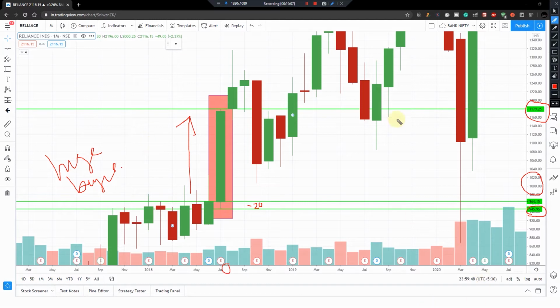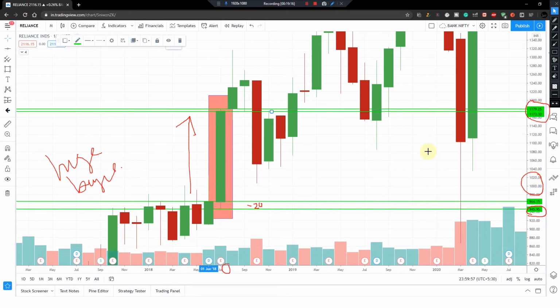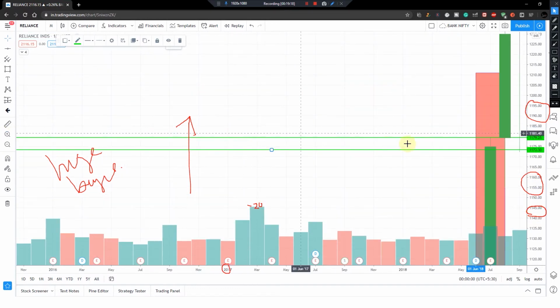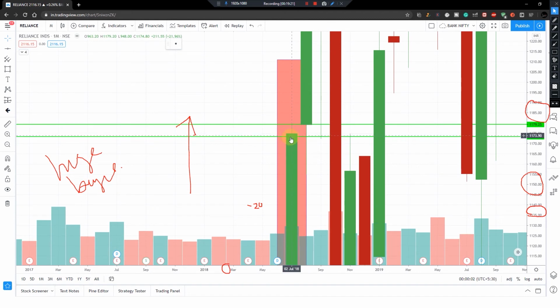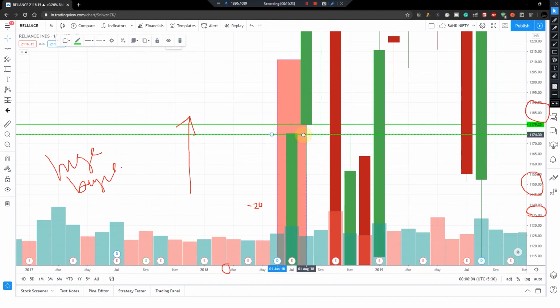And we see that the price went to a high of 1179. It came back to a bit reduced price. I'll just zoom in and show. So you see, this was the closing price, and the closing price was around 1174, a small price difference of 5 rupees. So that was a bullish candle.